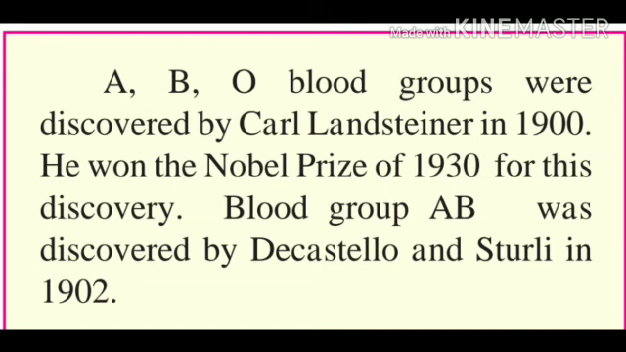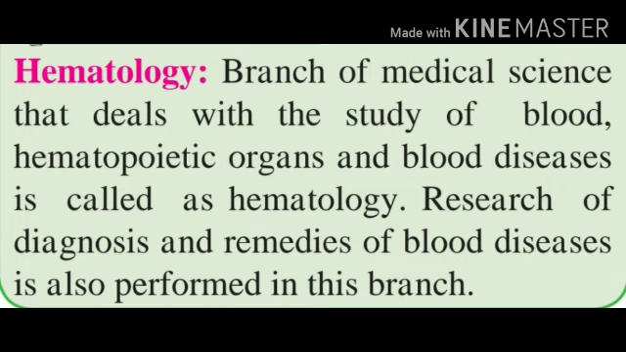ABO blood groups were discovered by Karl Landsteiner in 1900. He won the Nobel Prize of 1930 for this discovery. Blood group AB was discovered by De Castello and Sterling in 1902.